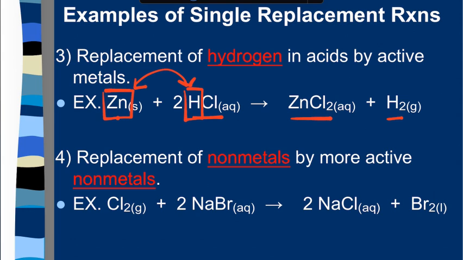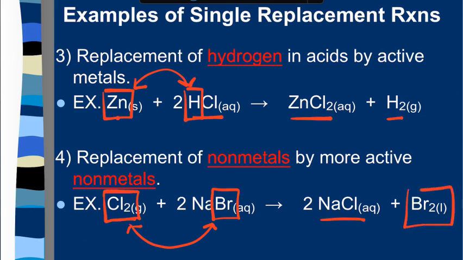Our last type of single replacement reaction would be if we have a nonmetal that's getting replaced by a more active nonmetal. So here we could have chlorine, and chlorine's a nonmetal, right? So it doesn't want to replace the sodium part of the next compound. It wants to replace the bromine. And because chlorine is more reactive than bromine, these two are going to switch places, and now our product is sodium chloride, and bromine is the element by itself. Again, bromine, diatomic. Make sure you don't forget that when you write the equations.